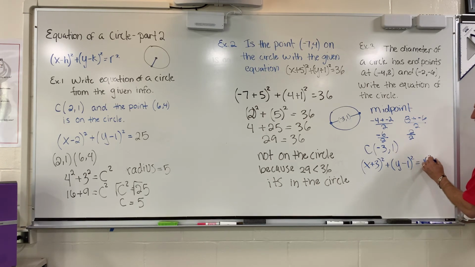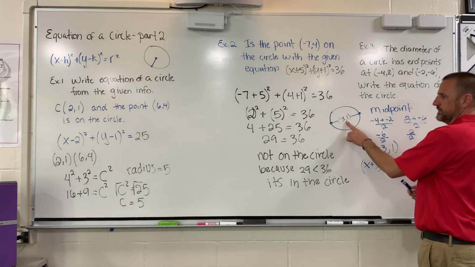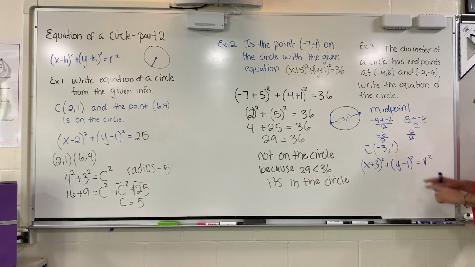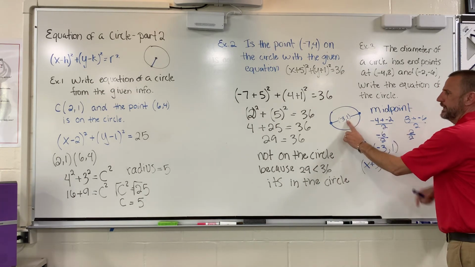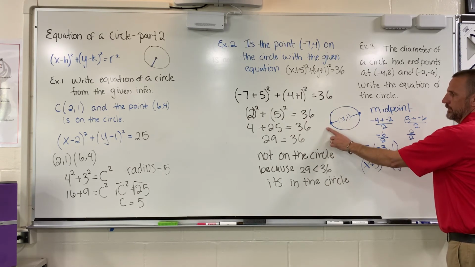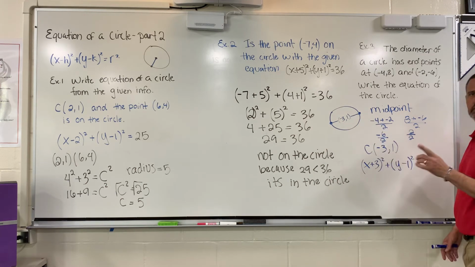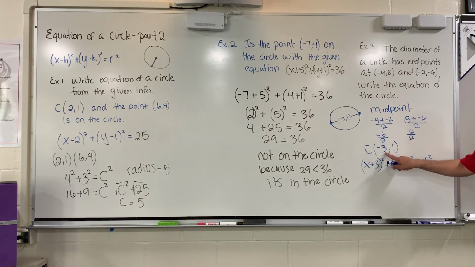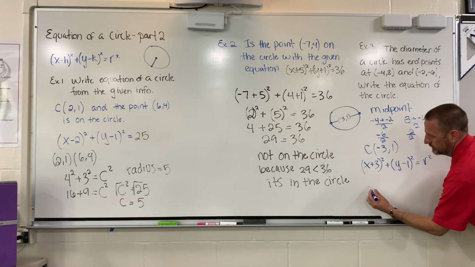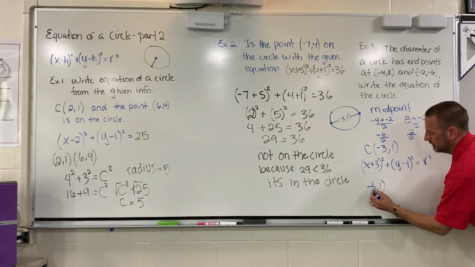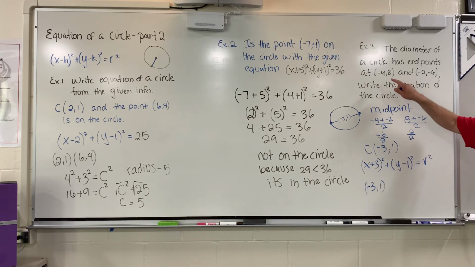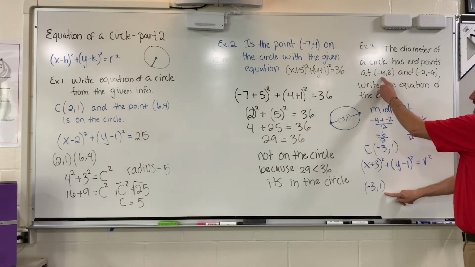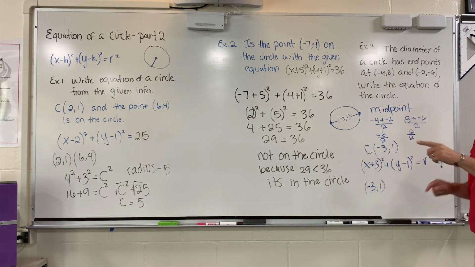And I still need to know my radius. That's okay. Now that I know this is the center, if I want to find a radius, all I got to do is find the distance from the center to either the point on the left side or the point here. It doesn't really matter. So I'm going to decide which one I like better. I'm going to go from the center to here or the center to here. Either one, it doesn't matter. Both of them are going to give you the same answer.